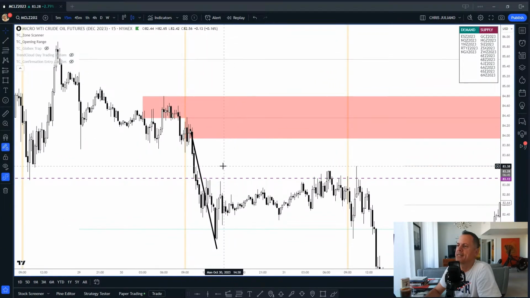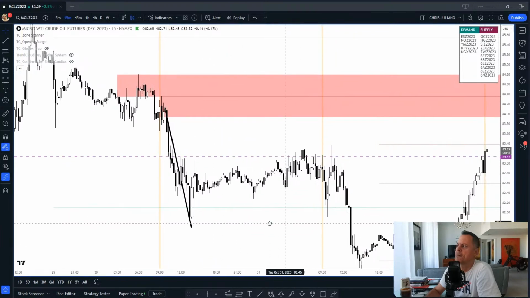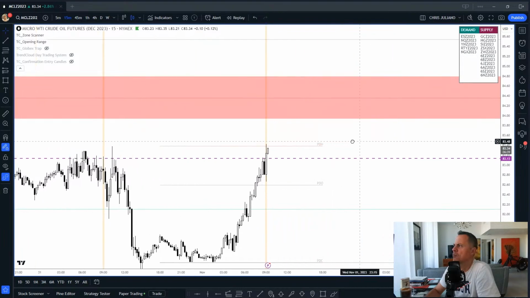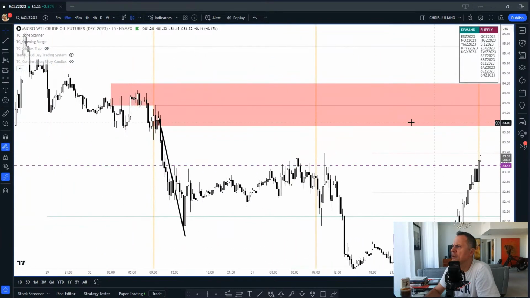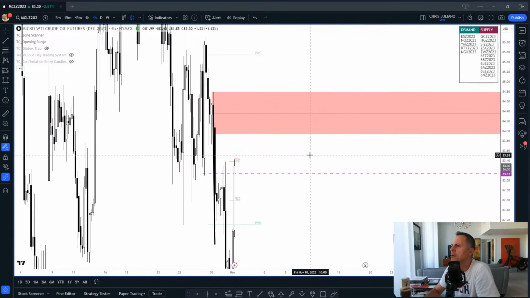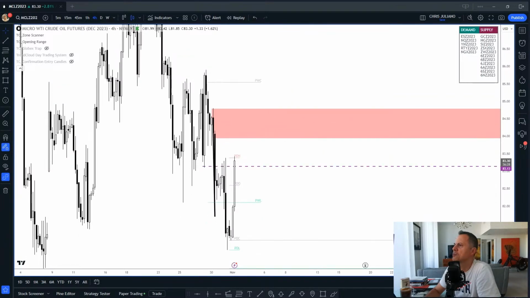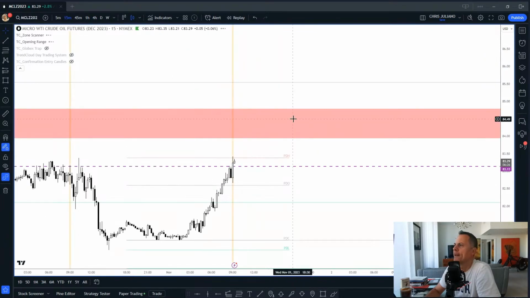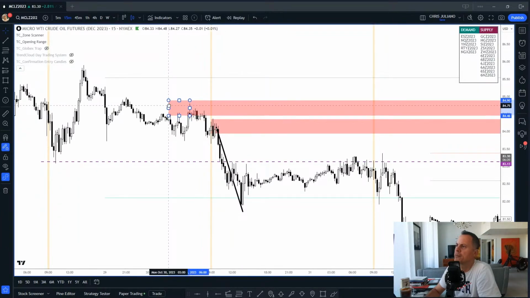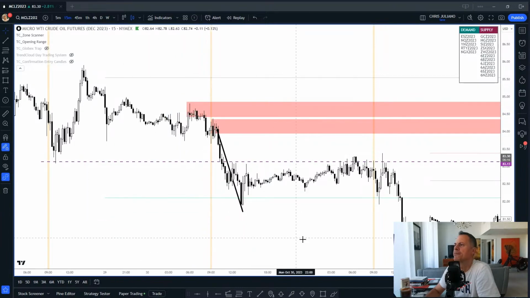Anyway, supply zone, imbalance level, break to the downside. All right, so when we return to this area here, and what do we got up here? We've got some level up here. That must be, oh, that is the two lines there. Those are the two supply zones that I drew. Okay, we'll just separate it like that, just to represent.